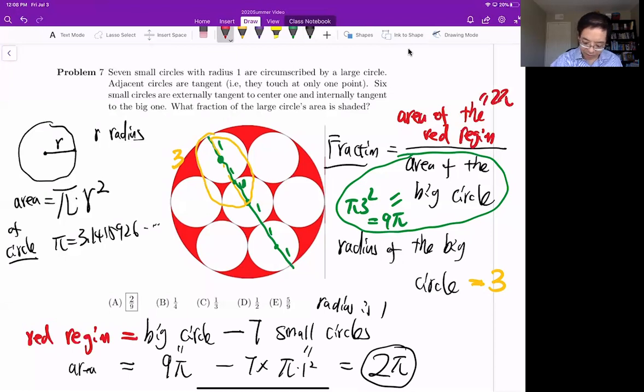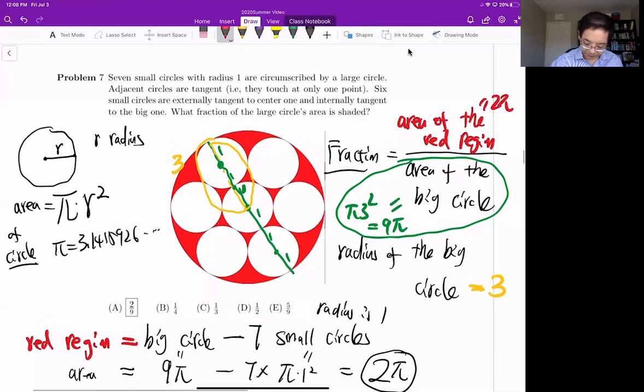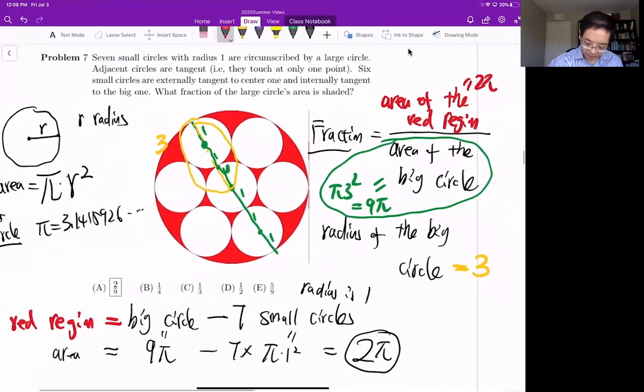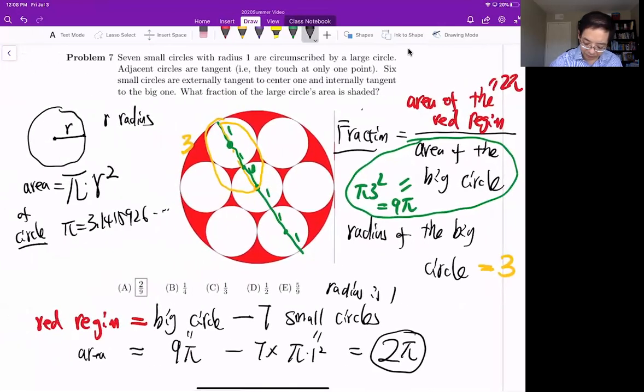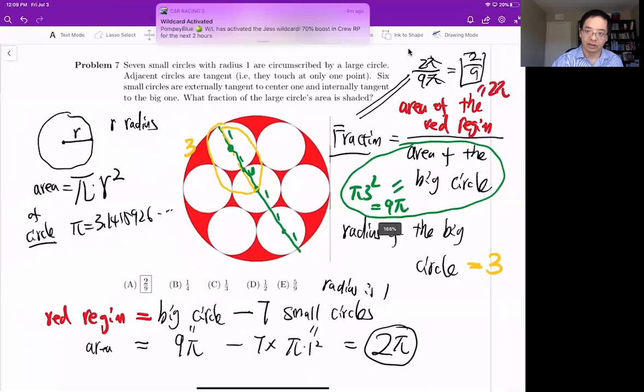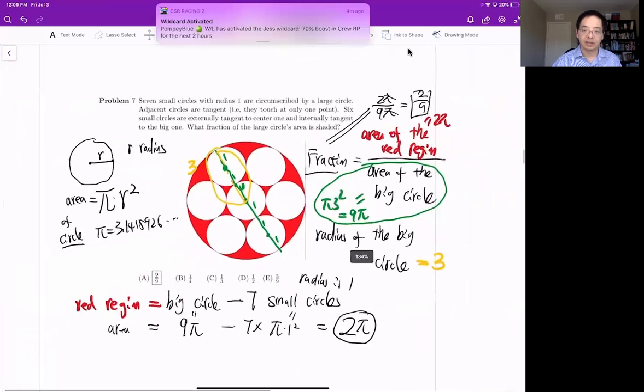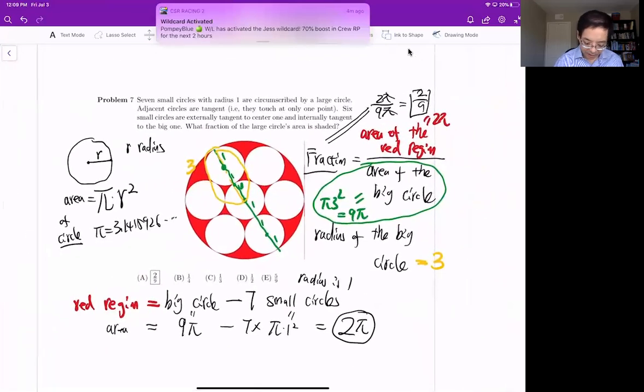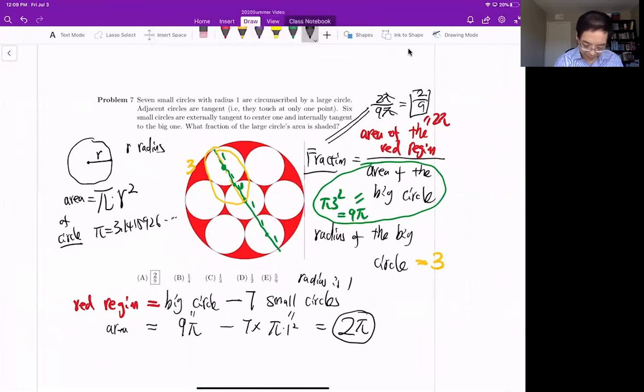Therefore, I get the fraction. We get the fraction equals 2 pi over 9 pi. So 2 pi cancel with each other. Eventually you get 2 over 9, right? So you get 2 over 9. All right. So this is how we get the fraction.